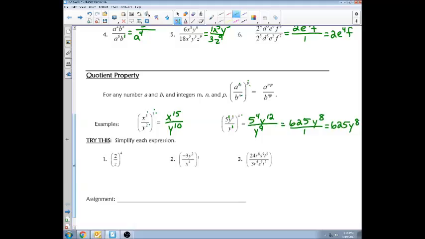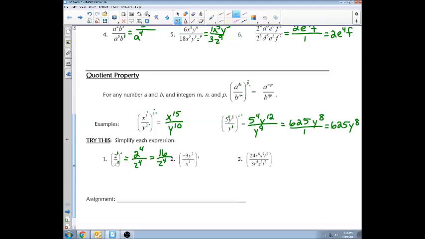Simplify each expression again. So I have 2, which is raised to the 1st power, in my numerator. 1 times 4 will be 4, over z, which is raised to the 1st power. 1 times 4 is 4, so z to the 4th. I need to figure out what 2 to the 4th power is. In this case, that is 16 over z to the 4th. And I am good there.